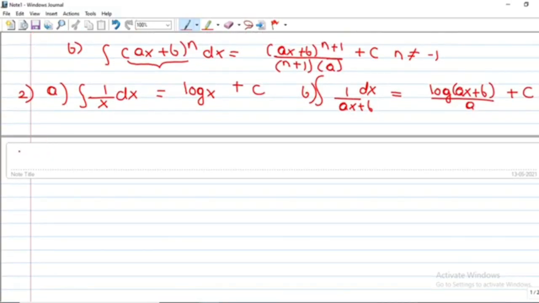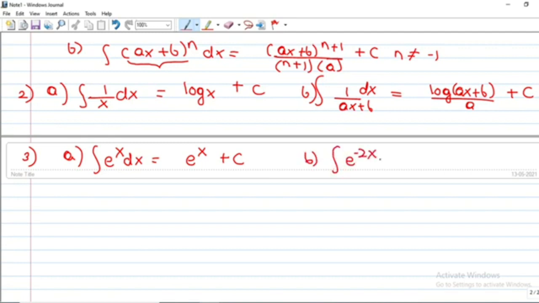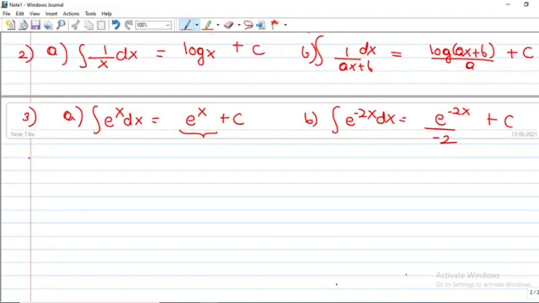Now let's move on to the third formula, which is integral e power x dx. It is nothing but e power x plus c. Now just see this example, e power minus 2x dx. Its integration will be what? As per this formula, integration of e power x dx is e power x plus c, so here we put e power minus 2x plus c, but it will be wrong. We need to divide by the differentiation, which is minus 2. So indirectly you need to differentiate, which they never mention in the formulas. The formulas are straightforward.